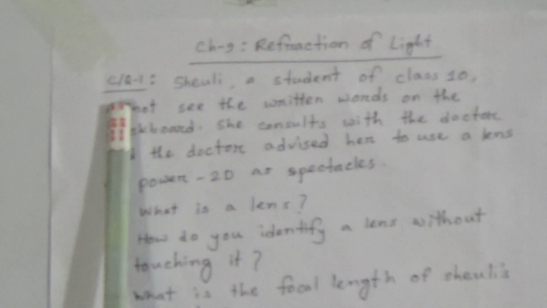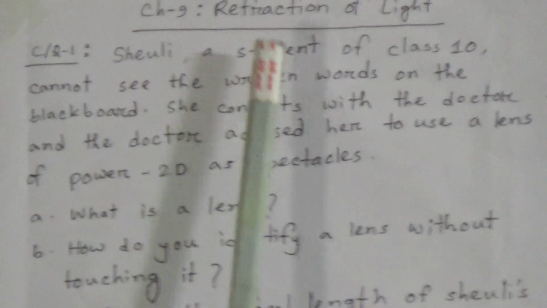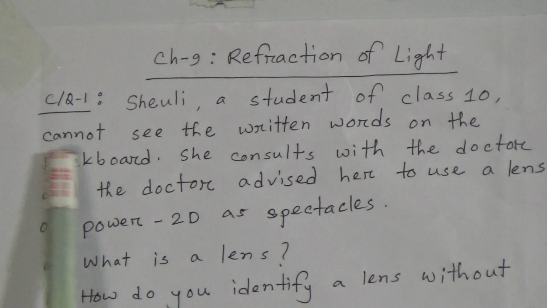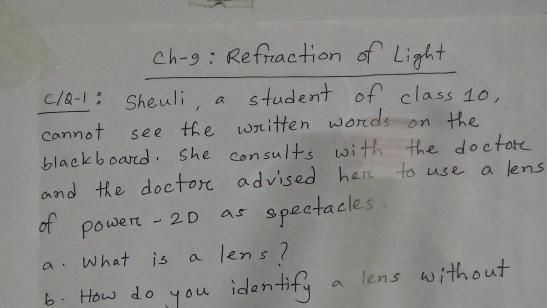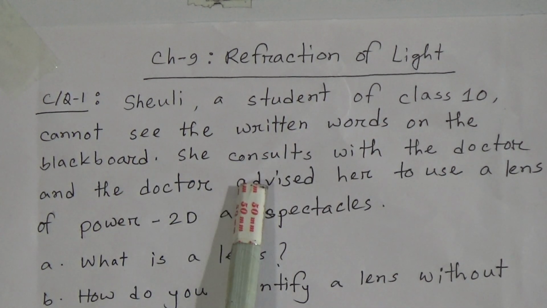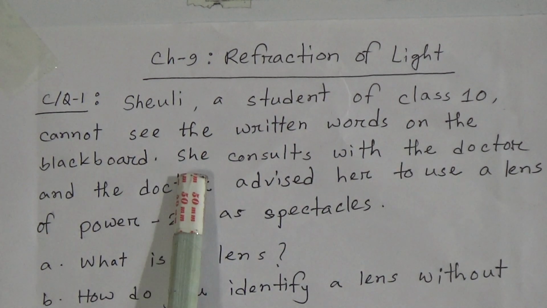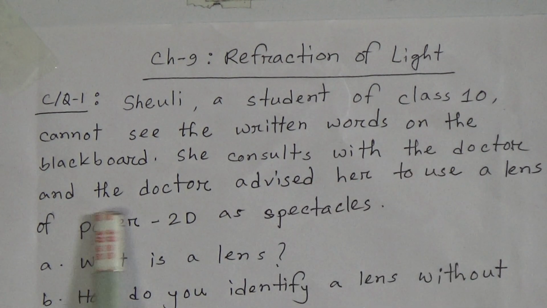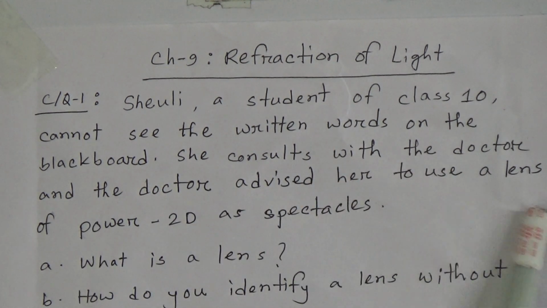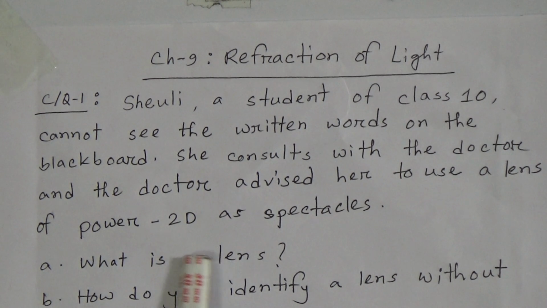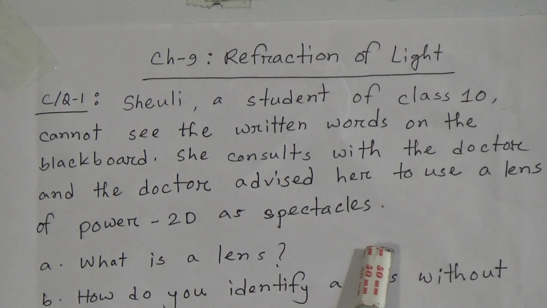Chapter 9, Refraction of Light, CQ1. Surely a student of class 10 cannot see the written words on the blackboard. She consults with the doctor and the doctor advised her to use a lens of power minus 2D as spectacles.